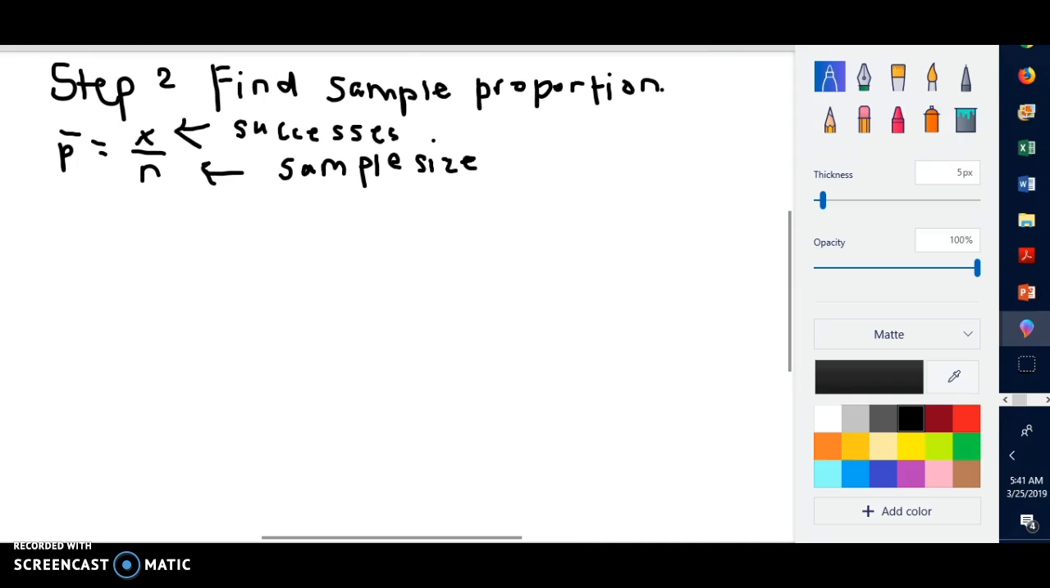0.0422. Okay, for step 2, we're going to find the sample proportion, and the sample proportion is the number of successes over the sample size, where x is your number of successes. If you remember from earlier, your number of successes was 82. That's given to you in the problem. And your sample size is 120, also given in the problem. So you're going to do 82 divided by 120.